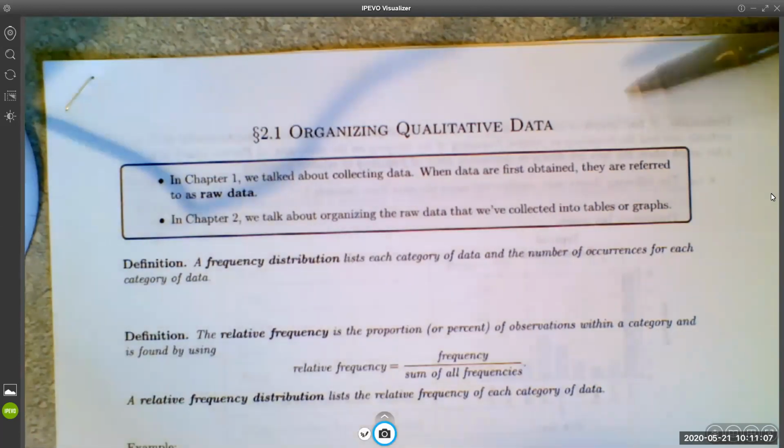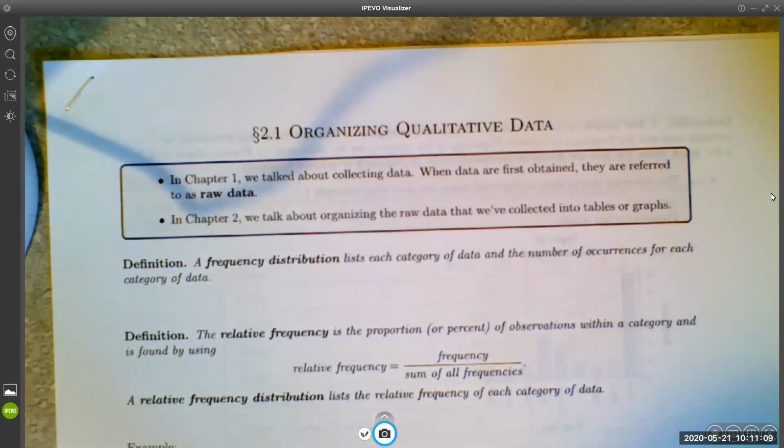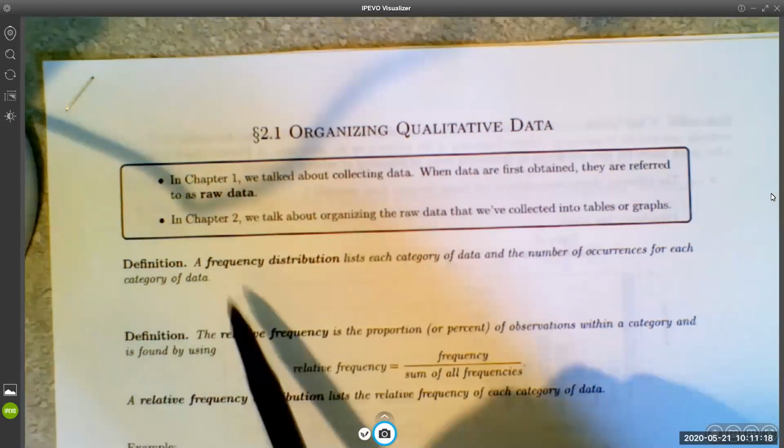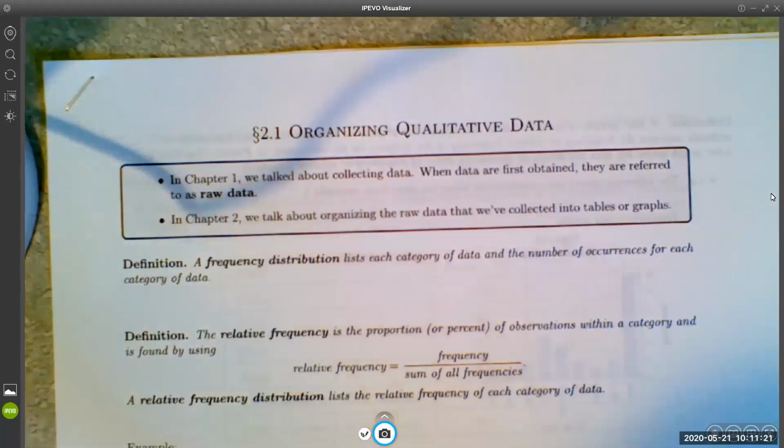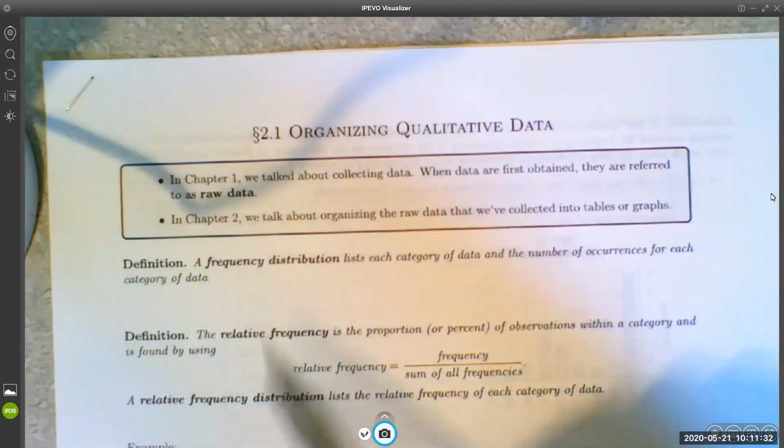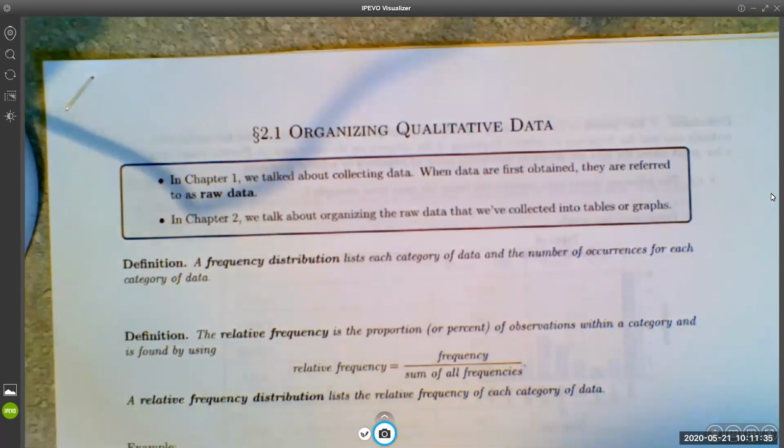In both cases, whether the data is qualitative or quantitative, our first step into organizing data is to create what are called frequency distributions. So a frequency distribution lists each category of data and the number of occurrences for each category of data. Then you can also create a relative frequency distribution, which gives the proportion or the percentage of observations within a category.